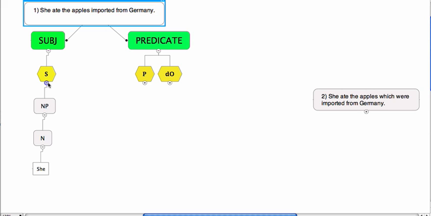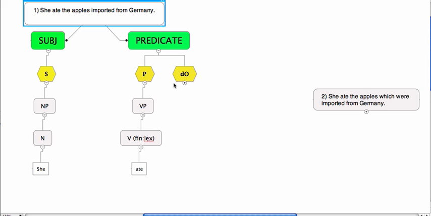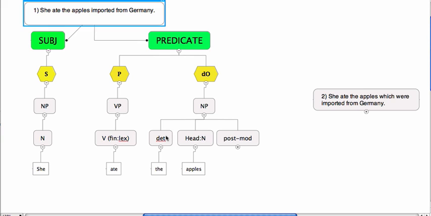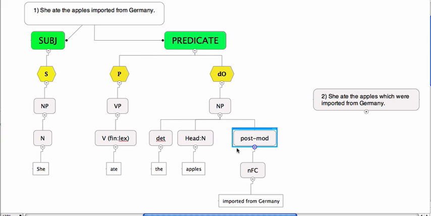So this is easy. The subject and the predicate, and then we look at the direct object, the apples imported from Germany. Now the direct object is realized as a noun phrase, and it has a determiner, the head, apples, and it has a post modifier. Which apples are we talking about? It's the apples imported from Germany. And this is a non-finite clause.